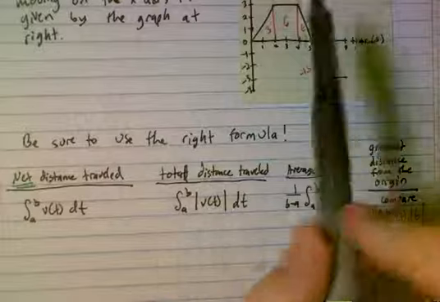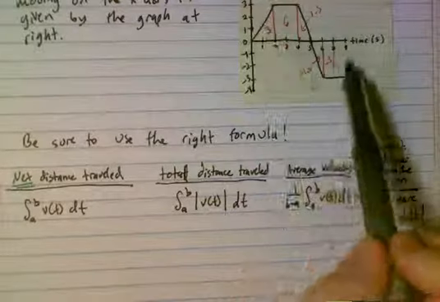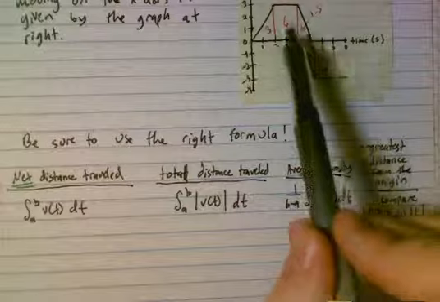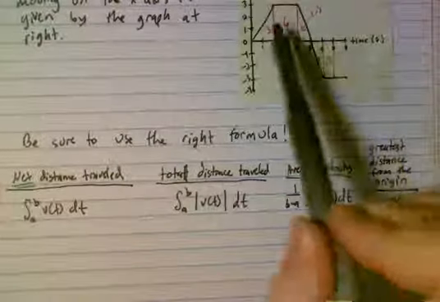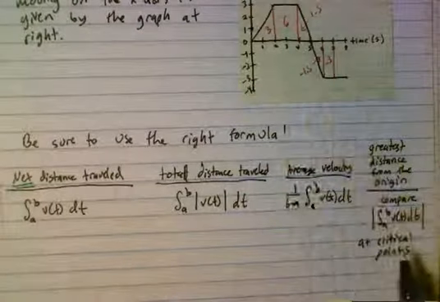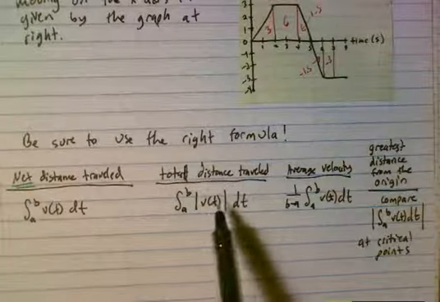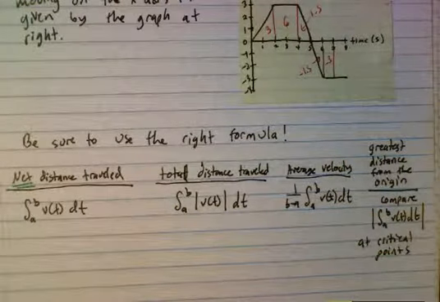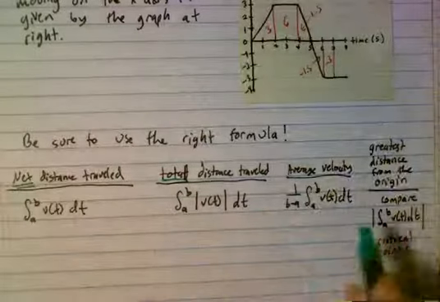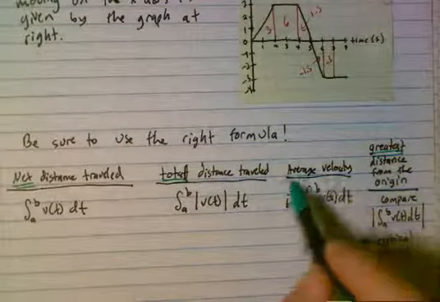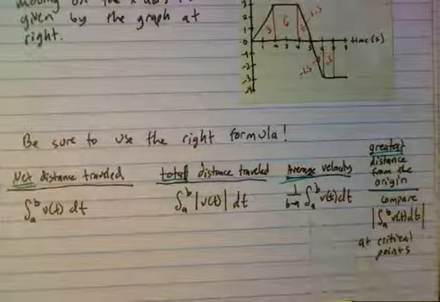Whereas in this one, we're going to take this positive area, we're going to make this positive, and then we're going to add them up. So this is going to be a much larger positive than this one, because here we subtracted and then made it positive, and here we made it positive and then added them. So the keyword for this one is total distance traveled, and the keyword here is greatest distance traveled. Average right here tells you you're going to be using this formula.